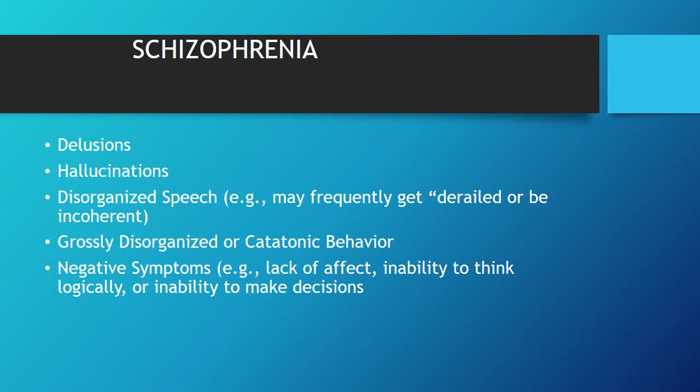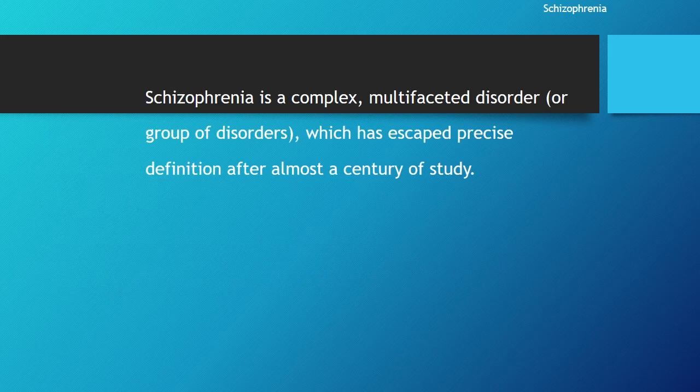Sometimes children tend to also experience schizophrenia, in which the child may be having delusions, hallucinations, disorganized or catatonic behavior, and negative symptoms, that is, the lack of affect, inability to think logically, or inability to speak.